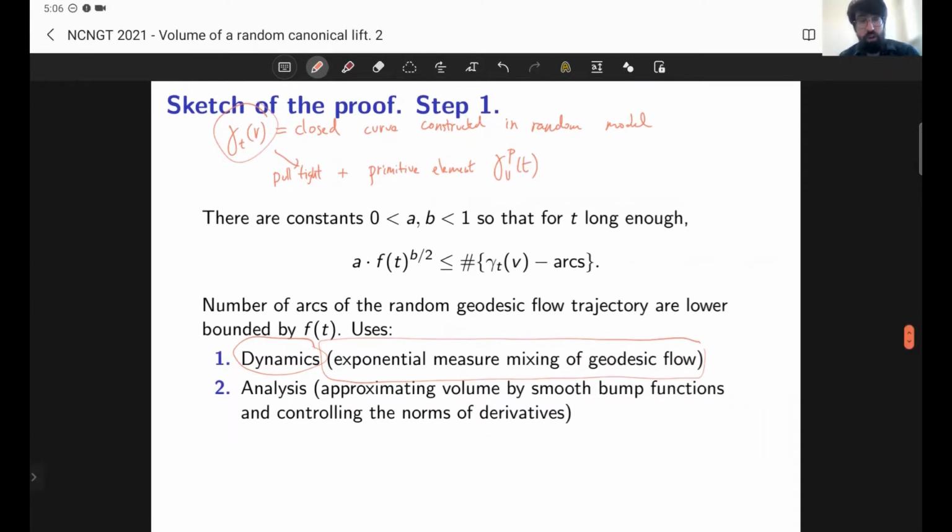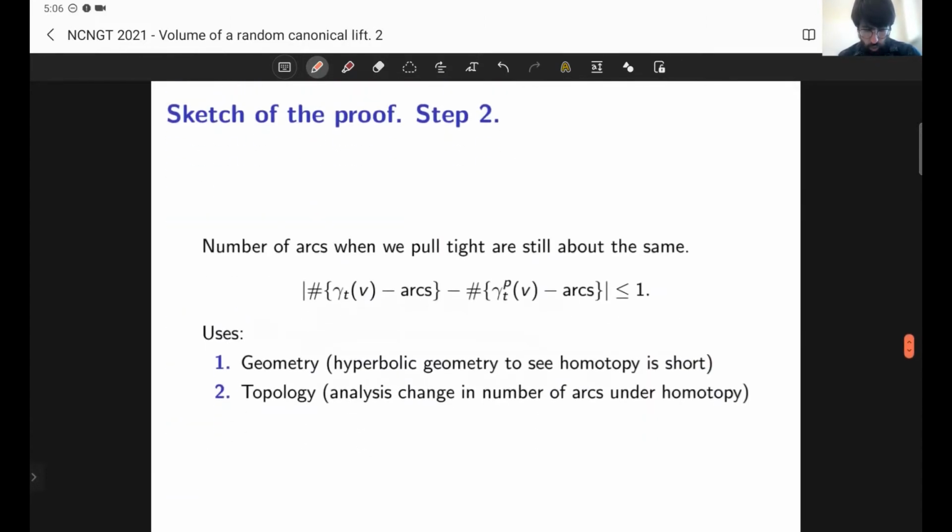So in the rest of this talk, I will be focusing in more detail on this first step. But now let me go to step 2 and give you a quick idea on how step 2 of the proof proceeds. So once we have this lower bound on the number of gamma arcs, then we would like to see what happens with the corresponding primitive geodesic, right? So the danger here is that when you pull tight to get the corresponding geodesic representative, the number of gamma arcs might drop or might change considerably. So what we can show is that in fact this doesn't happen.